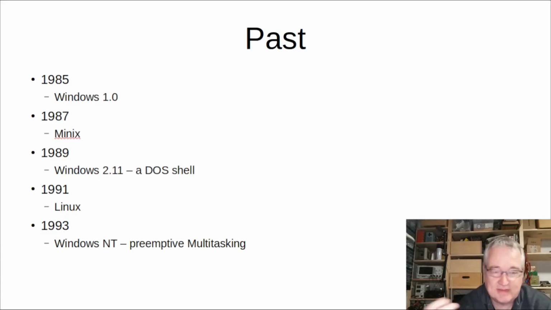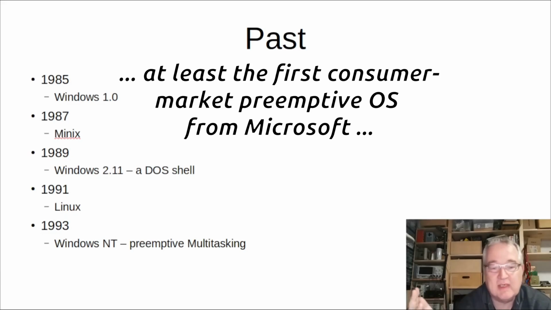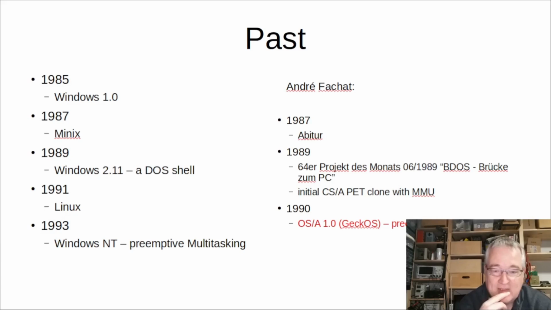So when did that happen? When did I start it? If you look to the past, 1985, there was Windows 1, then we had Minix. In 1989, Windows 2.11 was DOS shell. Then 1991 came Linux. And then there was this discussion about Windows 3 point something is still just a DOS shell and it's cooperative multitasking. And in 1993, Microsoft brought out Windows NT with the first consumer market operating system with preemptive multitasking. Yeah, I was before that.